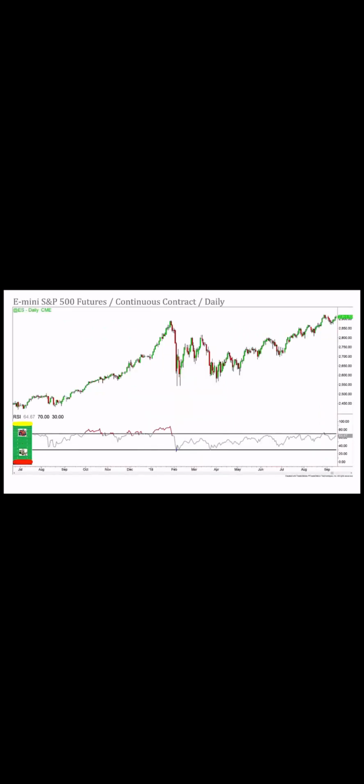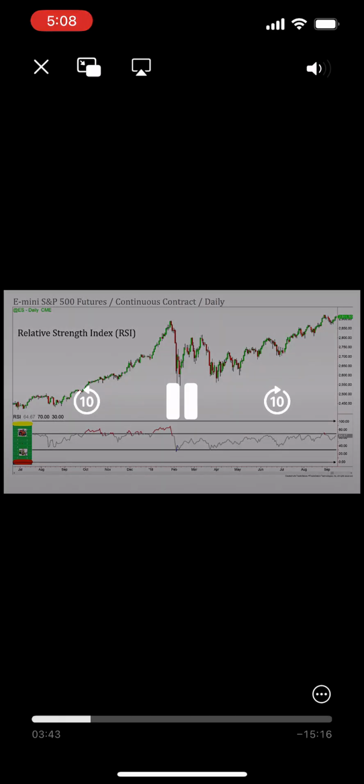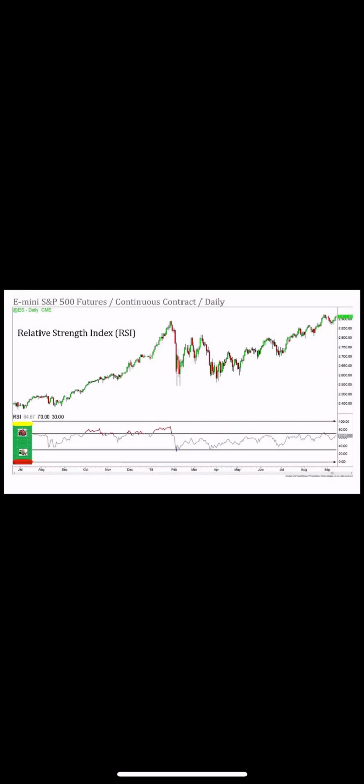Let's shrink it down and plot it as a subchart, still bound from 0 to 100. Here I have depicted the relative strength index. This indicator has been around for many decades, and it was put forth by Mr. Wells Wilder back in 1978.